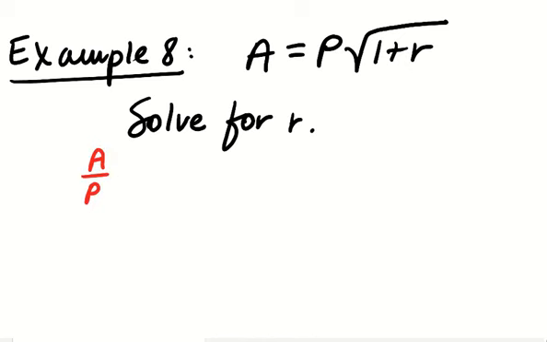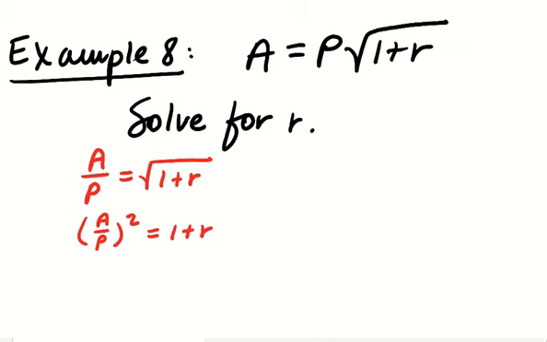So a divided by p is equal to the square root of 1 plus r. Okay. The next thing in the way is the square root. So I think about what's the inverse operation of square root. That's squaring. So I'm going to square both sides. a over p, squared, equals 1 plus r. And then if I want to solve for r, I just need to subtract 1 from both sides. So r would equal a over p, squared, minus 1.